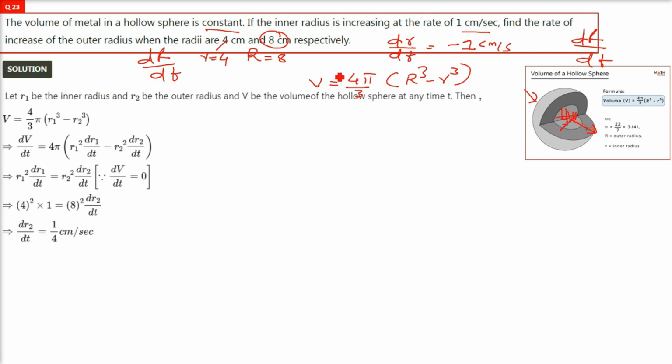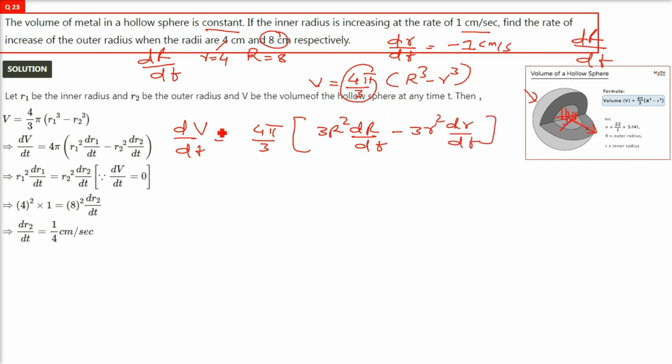Now you will be able to do it. We already have a volume relationship. You just have to differentiate it. So dV by dt you have to compute, and we already know it is 4 by 3 pi, we can take it outside. Capital R cube, differentiation of R cube will be 3R square dR by dt, minus this small r cube will be 3r square, and then dr by dt. Now dR by dt is to be computed, that is the higher radius. Volume of a metal is constant. So when you do dV by dt, the volume is constant, it will be some value. When you differentiate a constant value, what do you get? It is always 0. So on the left you are going to get 0.